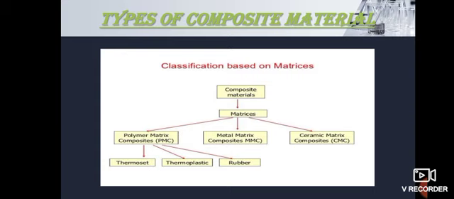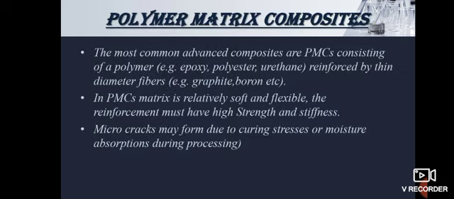Composite material have basically three types. First one is polymer matrix composites, which is further subdivided into thermoset, thermoplastic, and rubber. The next one is metal matrix composites, and last one is ceramic matrix composites.